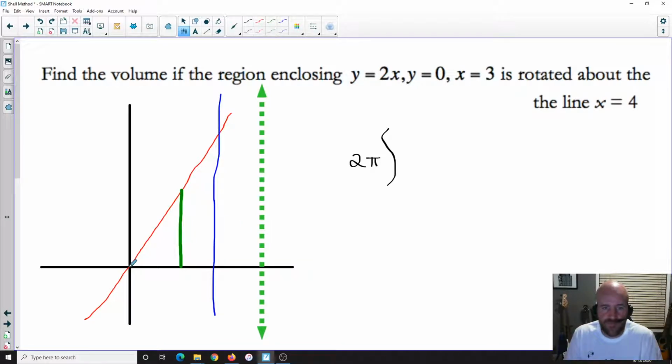Well, from the y-axis to wherever a line is, that's x. And then from the y-axis to our x equals 4 line, the axis of rotation, that's 4 units. So we're going to actually take our axis of rotation and subtract x. That's going to be our radius. Okay, because we want that distance right here, 4 minus x.